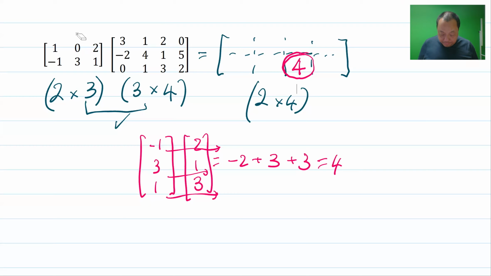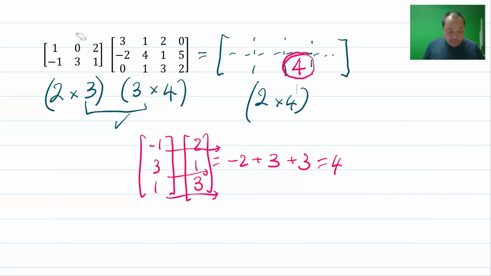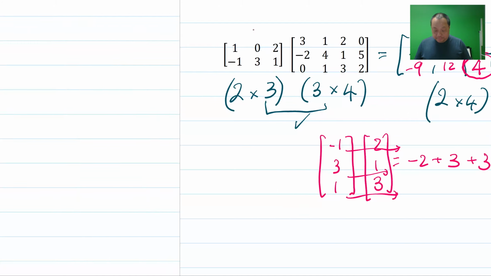All right, I've cleaned up the matrices. So go ahead and press pause and finish off the multiplication and come back when you're done. The answer should be a 3 here, 3, 3, 8, 4 on the first row, and negative 9, 12, 4, 17 in the second row.